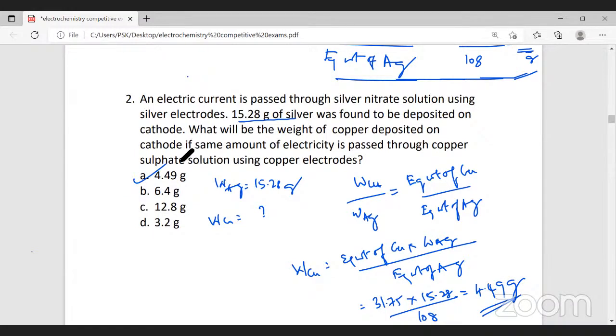So please remember the equivalent mass of copper, equivalent mass of silver, equivalent mass of zinc. These three you remember. Otherwise, they should give it in the question in some of the competitive exams. They will give it in the question.